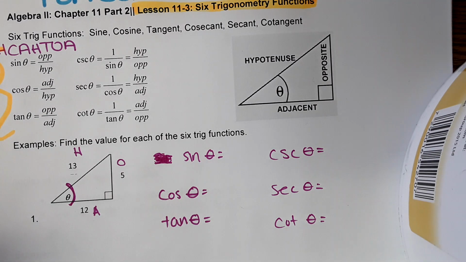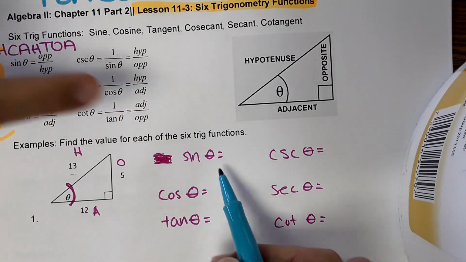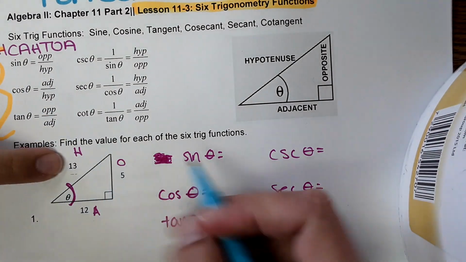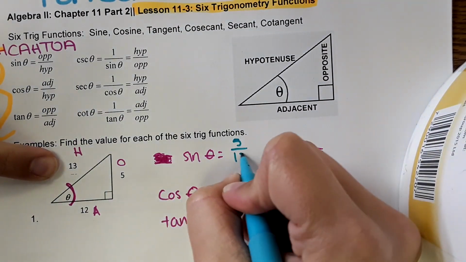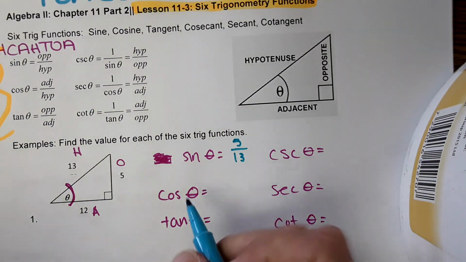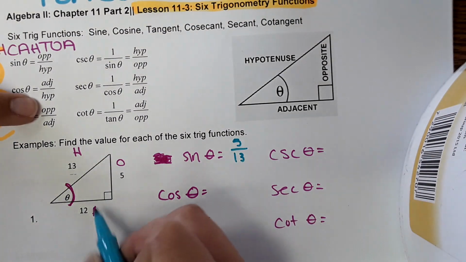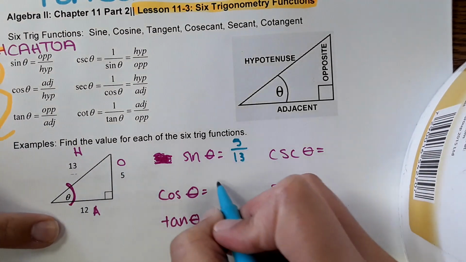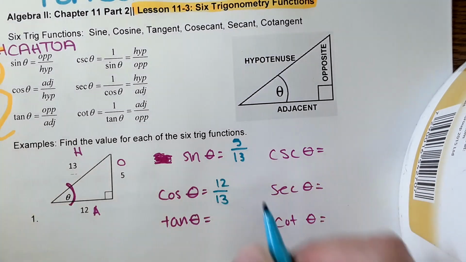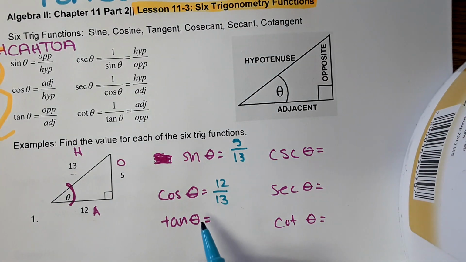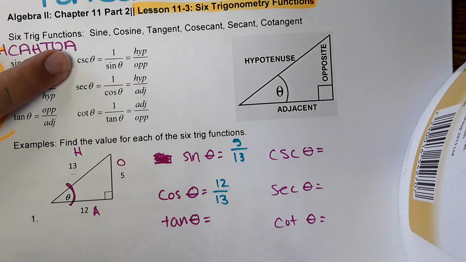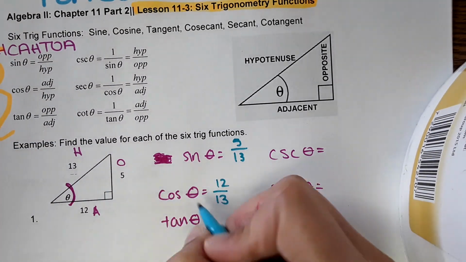Okay, so all we're doing is we're setting up the ratios. So sine is opposite over hypotenuse, so I'm just going to write 5 over 13. Cosine is adjacent over hypotenuse, so 12 over 13. And then tangent is opposite over adjacent, so that would be 5 over 12.